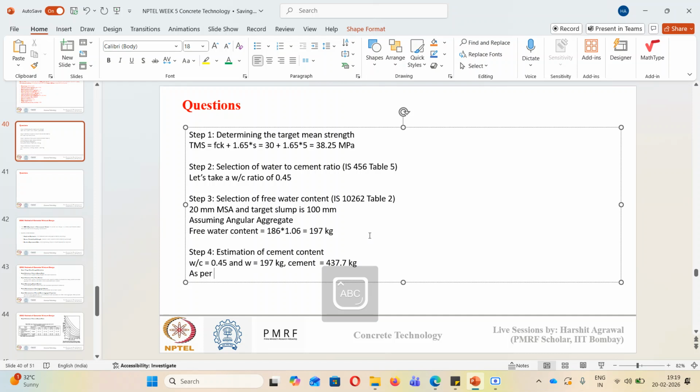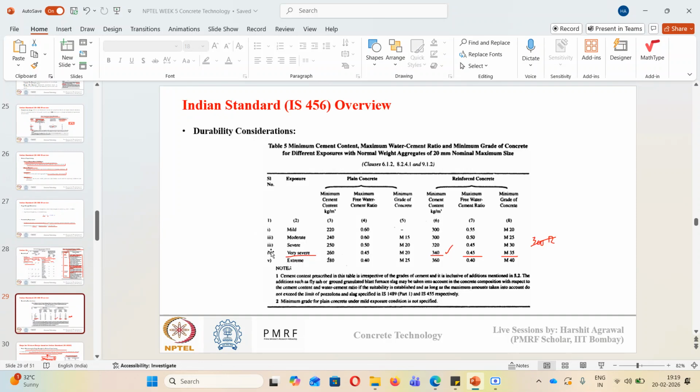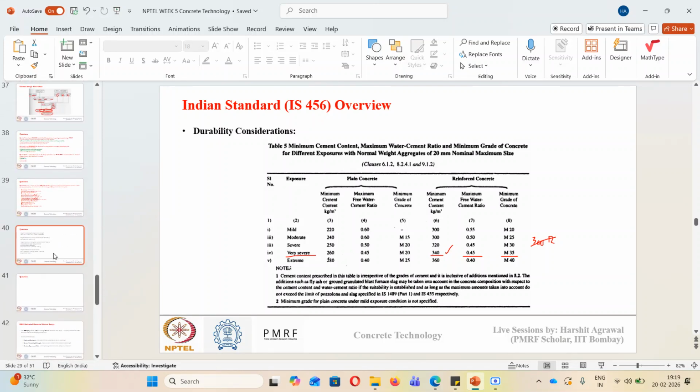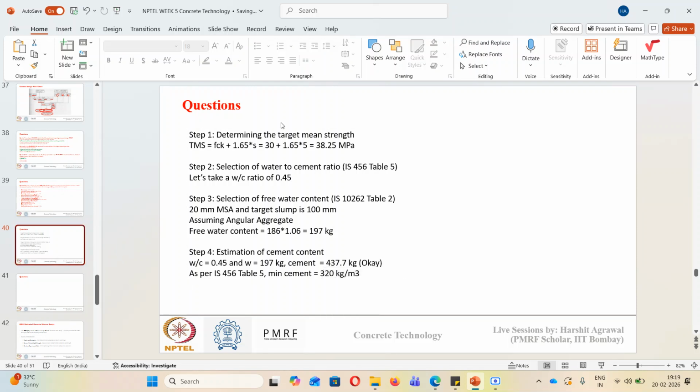So as per IS 456 table 5, which is for durability condition, if we go to that table again, for severe exposure condition, the minimum cement that we need to take is 320 kg per meter cube. Whatever cement we are taking here is more than that. Minimum cement required is 320 kg per meter cube, and we have taken more than that. So this value is okay. Okay, so we have determined the cement content now.